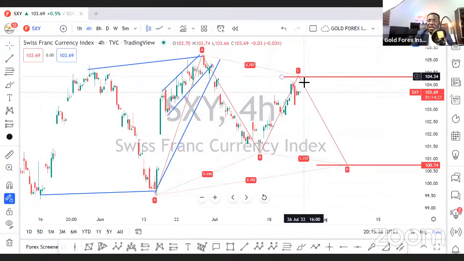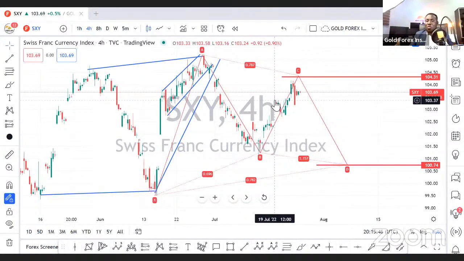Now, we enter the trade at C. In a normal harmonic pattern, you are supposed to enter at D, but we enter at C. We also have something called divergence, which tells us that the market is about to change direction. So it gives us a very good place to enter the market.